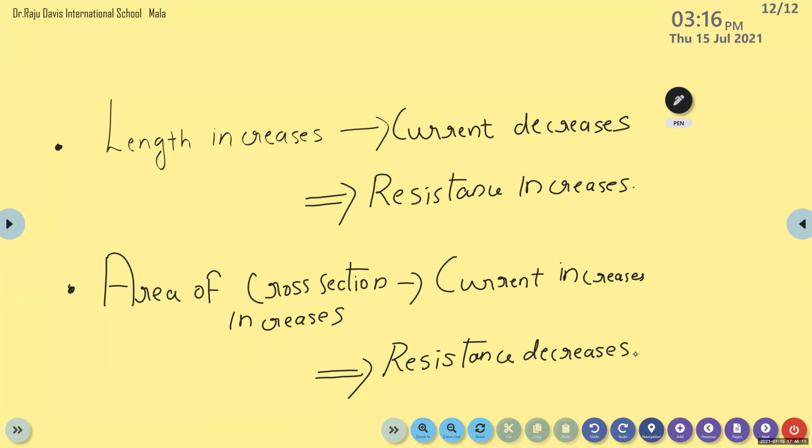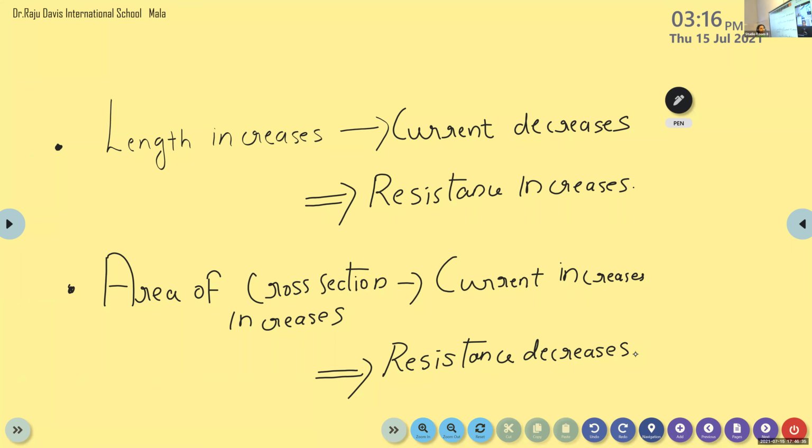Yes, ma'am. Okay. Any doubt? No, ma'am. Okay. I hope it is clear. So the area of cross section increases, the value of the current increases. If the value of current increases, then by Ohm's law we can write the resistance decreases.